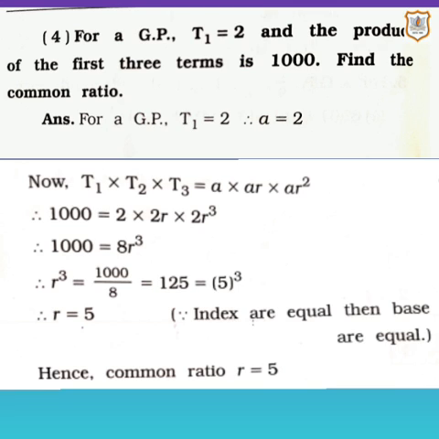125 is the cube of 5. So 5 cube will give you the value 125, hence the value of r is 5. So here we have found the common ratio.